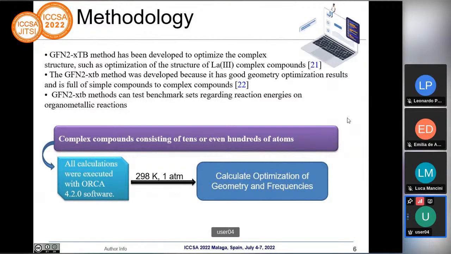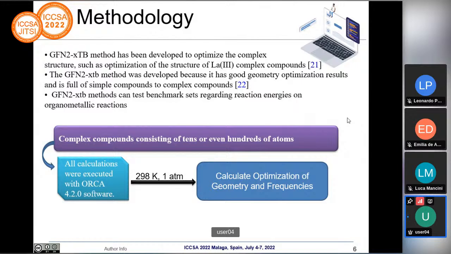GFN2-xTB has been developed in many chemistry fields because it has accuracy in structure optimization, especially for platinum complex compounds, and it has been developed because it gives good geometry.